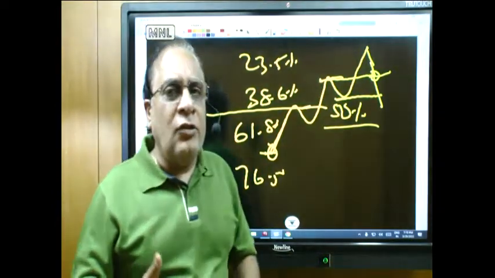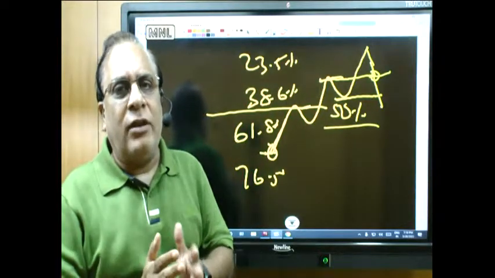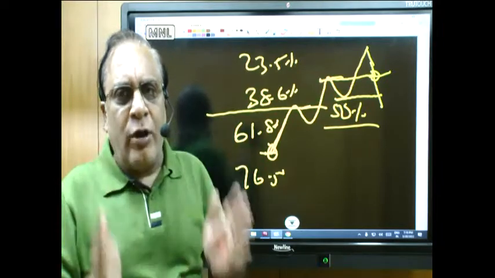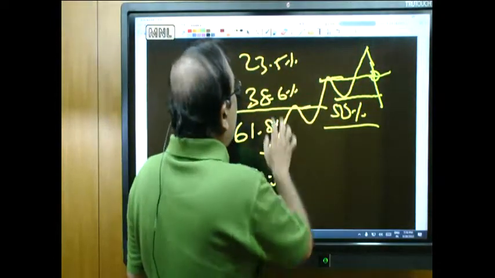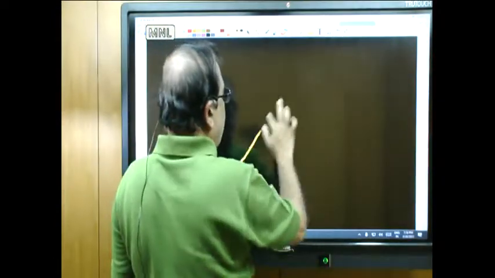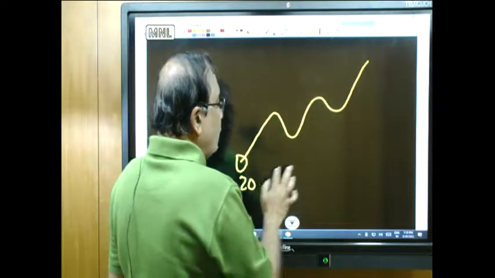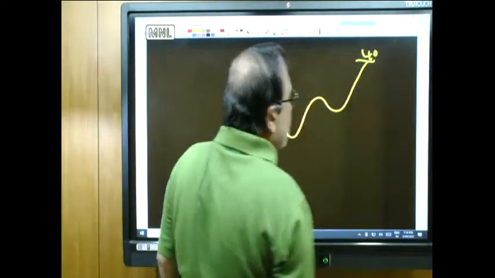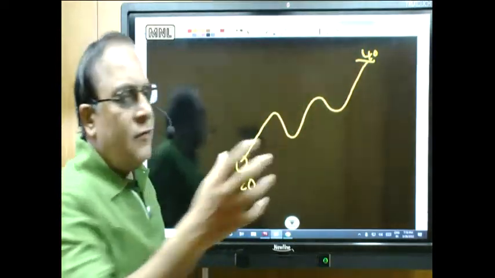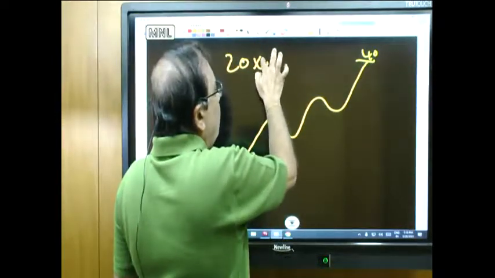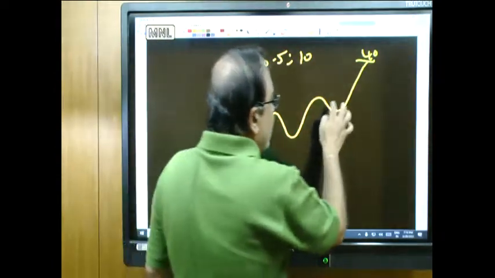Now, in the case of this 45-degree angle, let us say you try to make the entire picture square. Let us say this script has rallied from 20 rupees to 40 rupees. So what is the 50% retracement of this? From 20 to 40, the difference is 20. 20 times 0.5 is 10. So either you subtract 10 from 40 or you add 10 to 20. So you get something like 30, let us say.